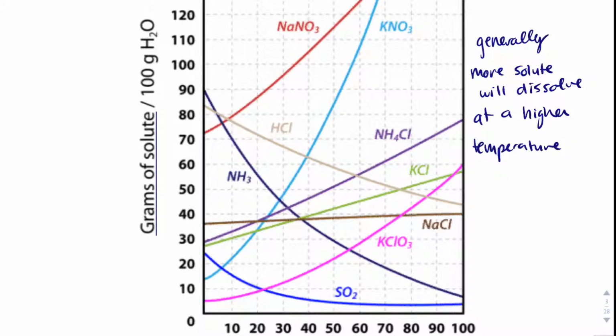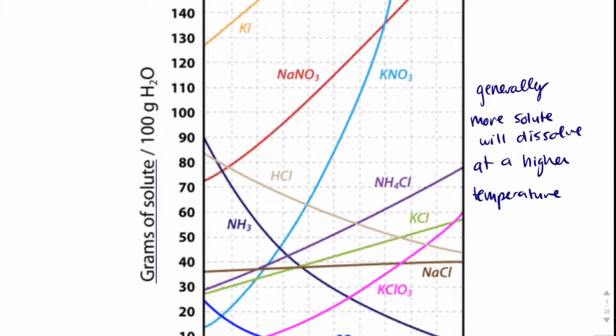But if I look at this graph, I can find, for example, ammonia. Ammonia actually has a negative slope here, which means that it dissolves less as you increase the temperature. Some of them have very small slopes, like sodium chloride, but if you look closely, you can see that the slope increases a little bit. And some of them have really high slopes, like potassium nitrate here in blue. That slope's very high, meaning that if you increase the temperature, its solubility really does increase in water.